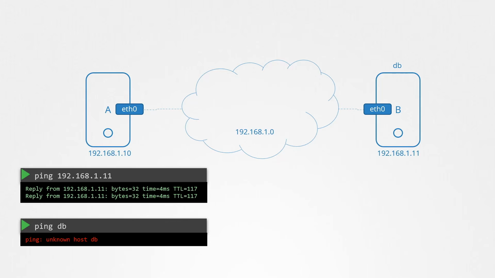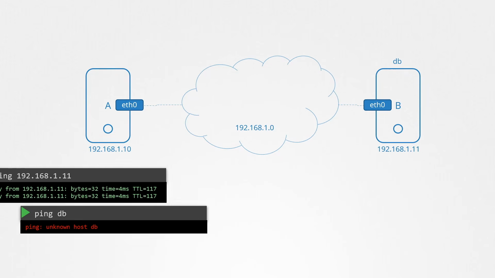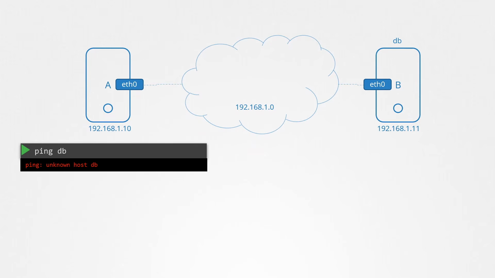If you try to ping DB now, you would see that host A is unaware of a host named DB. So how do you fix that? Basically, you want to tell System A that System B at IP address 192.168.1.11 has a name DB. You want to tell System A that when I say DB, I mean the IP 192.168.1.11.